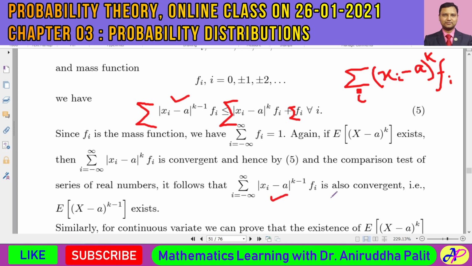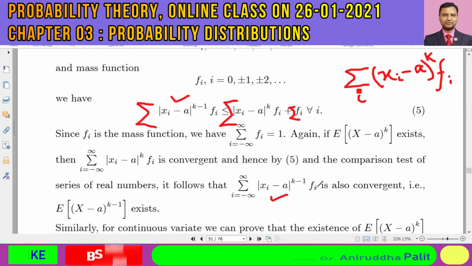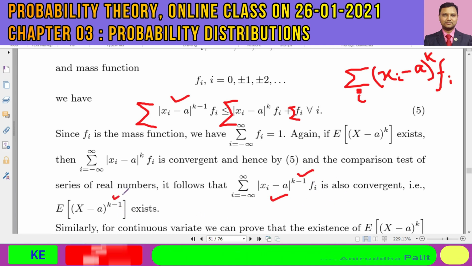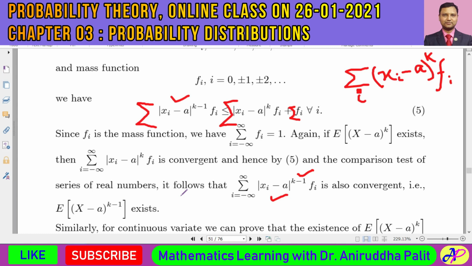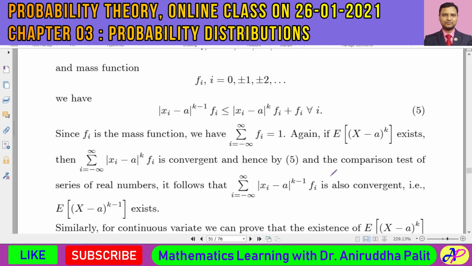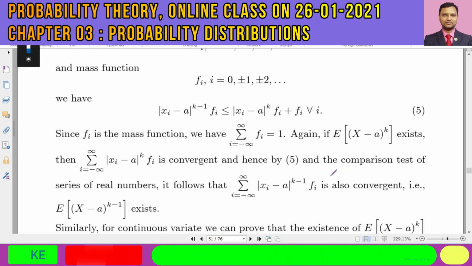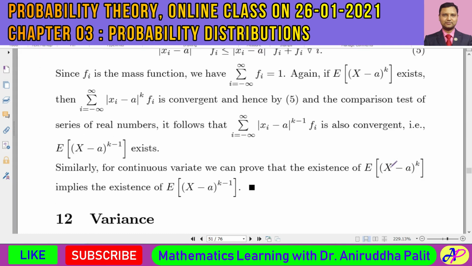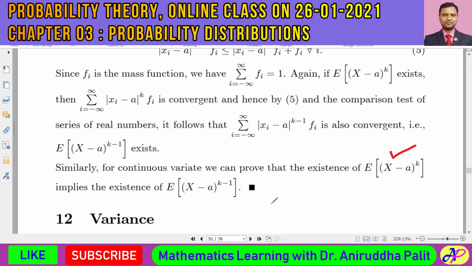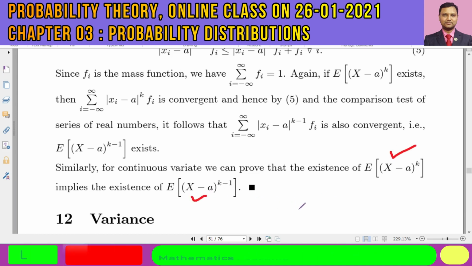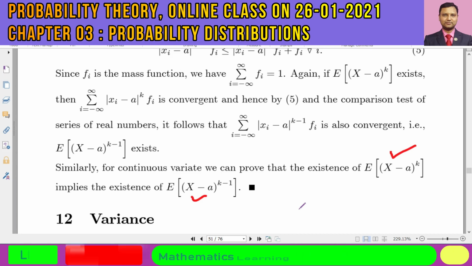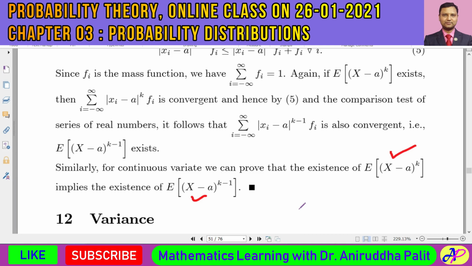What does it mean? It means that the lower order expectation, (x minus a) to the power of k minus 1, the order is k minus 1, this lower order expectation exists. Got it? This much we can say. The lower order expectation exists. And so we finally get the proof that whenever the higher order expectation exists, the lower order expectation also exists. The existence of higher order expectation implies the existence of lower order expectation.